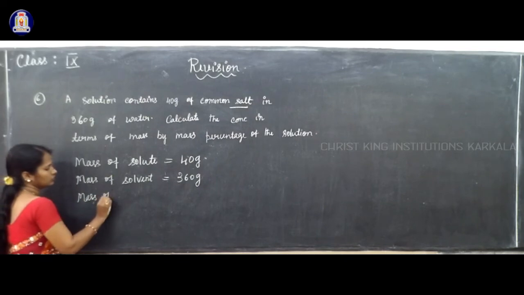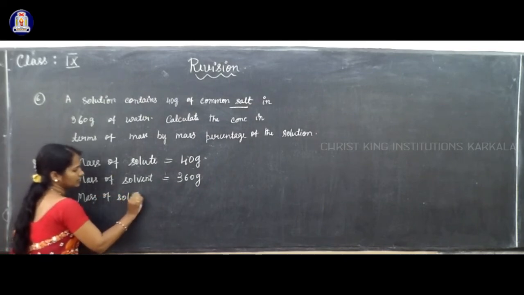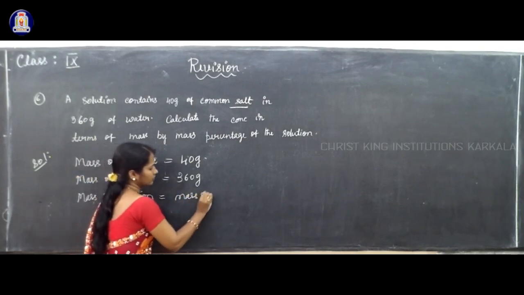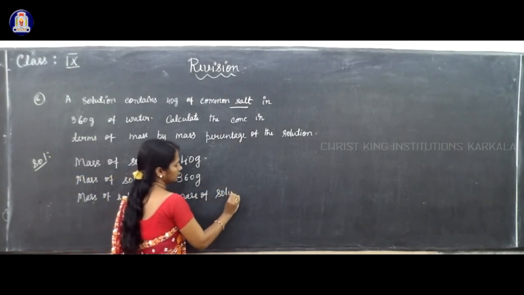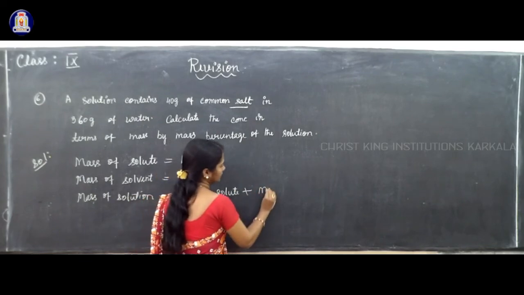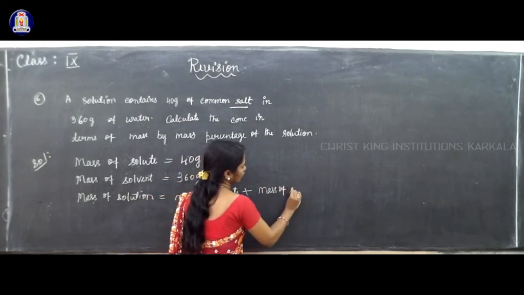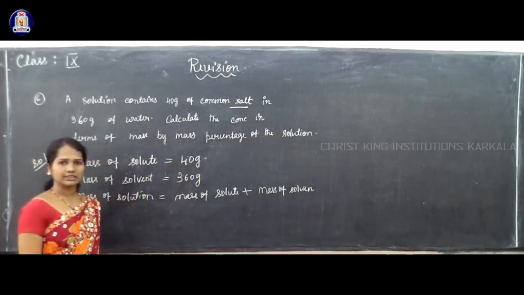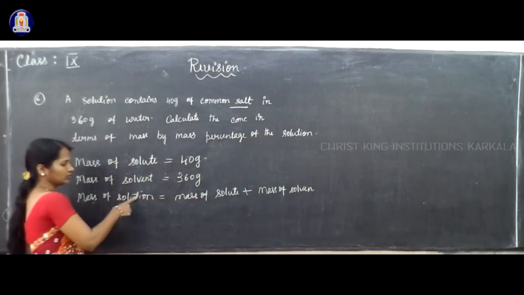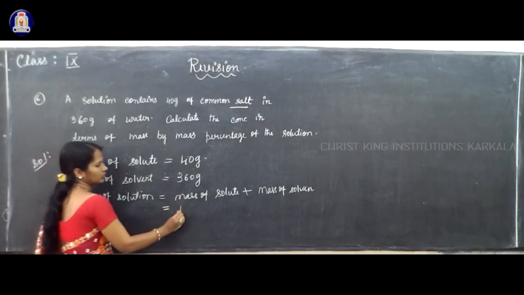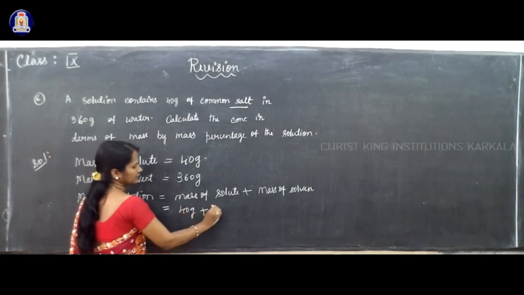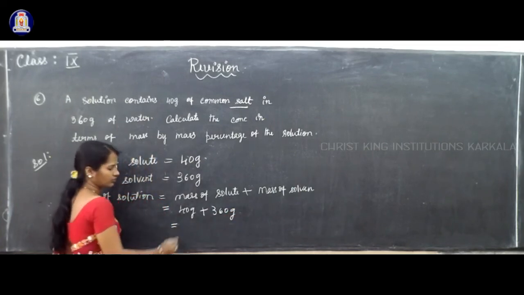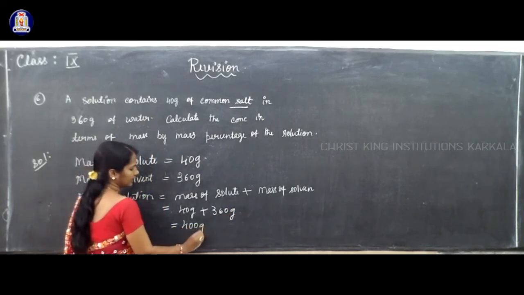Mass of solution is nothing but mass of solute plus mass of solvent. Mass of solute plus mass of solvent gives mass of the solution, which is equal to 40 gram plus 360 gram. Together 360 plus 40, 400 gram.